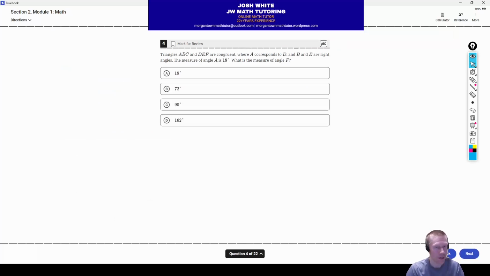Next up, we have 2 triangles which you're told are congruent, and they're both right triangles. So I'm just going to draw a quick sketch of them here. Okay, so we've got ABC and DEF, and it tells us that B and E are the right angles. That means B has to be down here, and it also means E has to be here, and A corresponds to D, and therefore C must also correspond to F.